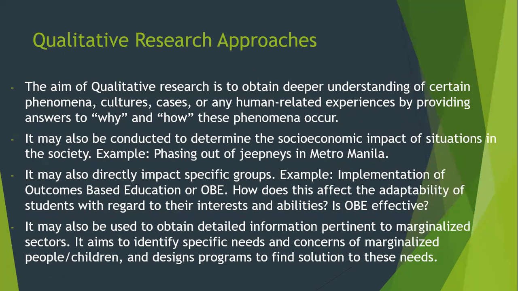Okay, so we proceed to the different qualitative research approaches. The aim of qualitative research is to obtain deeper understanding of certain phenomena, cultures, cases, or any human-related experiences by providing answers to why or how these phenomena occur. So what is the aim of qualitative research? It is to answer the whys and hows of a certain phenomena. How do these phenomena occur? Why do these occur? How do you relate to these phenomena? How do you respond to these phenomena that occur in your environment?